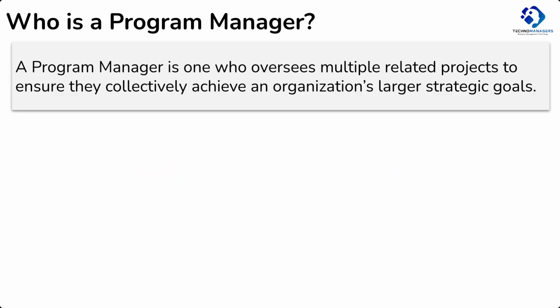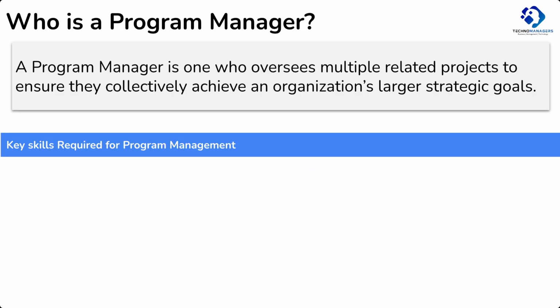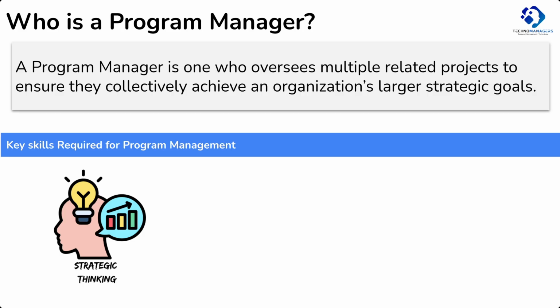So let's understand what are the key skills required to succeed as a program manager. Firstly, strategic thinking is very important because program managers, they need to think beyond individual projects. They need to align the program goals with the broader organization strategy. This also involves evaluating how each project will contribute to the company's long-term success and growth.